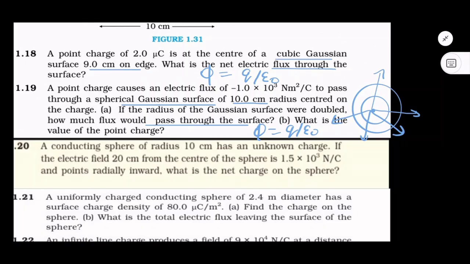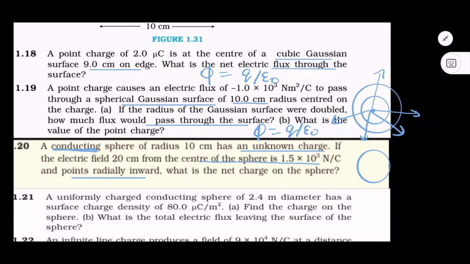Now the next question is about a conducting sphere. Read it carefully. A conducting sphere of radius 10 centimeter has an unknown charge. If the electric field 20 centimeter from the center of the sphere is this and points radially inward, we can guess that our situation is something like this. We have a conducting sphere of radius 10 centimeter and it has an unknown charge.